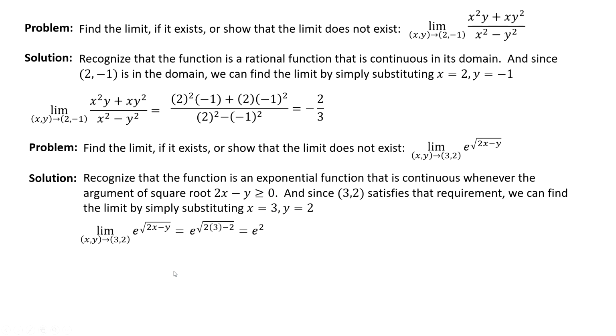So e to the square root of 4, which is positive 2. What? Square root of 4 is just 2? No, man. My high school teacher said square root of 4 is plus or minus 2. No. Square root of 4 is the absolute value of 2, which in turn is equal to 2. So that's the only value. Square root of 4 is just 2, not plus or minus 2.